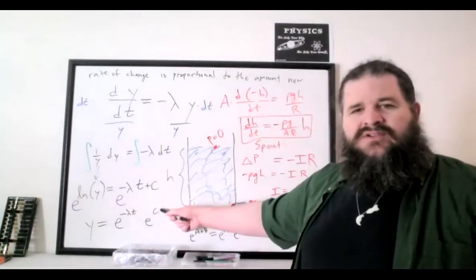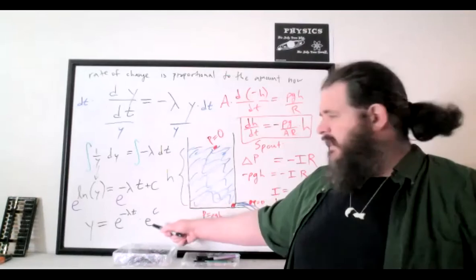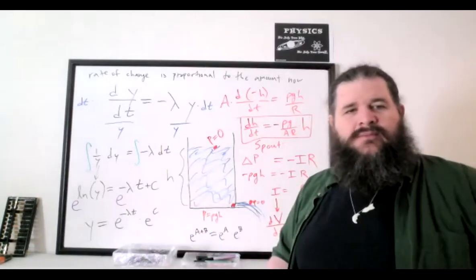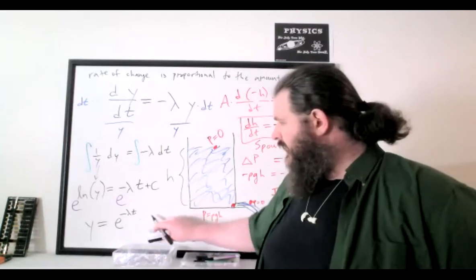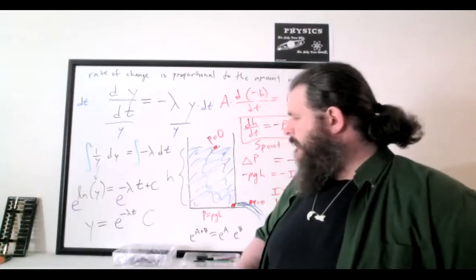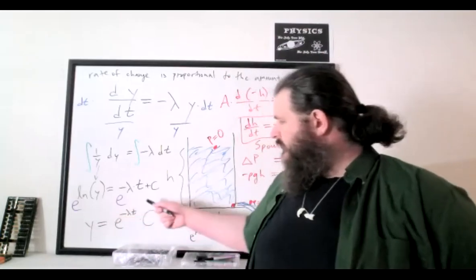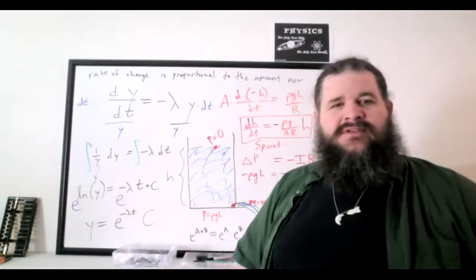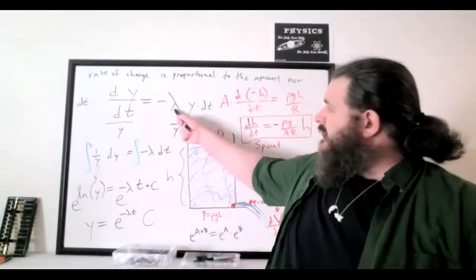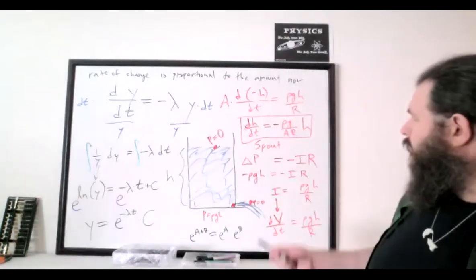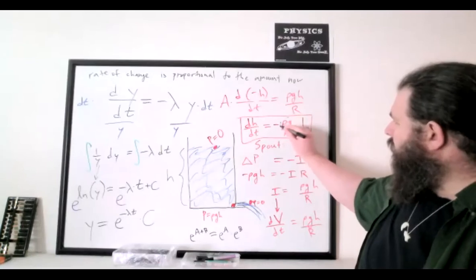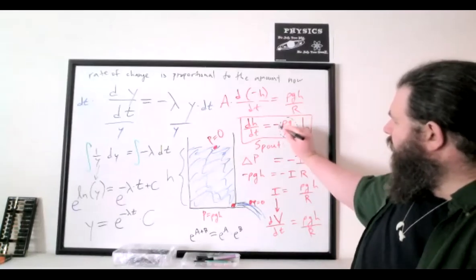But the thing is, if c is just some constant we don't know, then e to the c is also some constant we don't know. So we can replace e to the c with some other constant, let's say capital C. So y equals some constant times e to the negative lambda t, where lambda is specifically the multiplier on y in the original differential equation. So for instance, in this case, lambda would be rho g over ar.